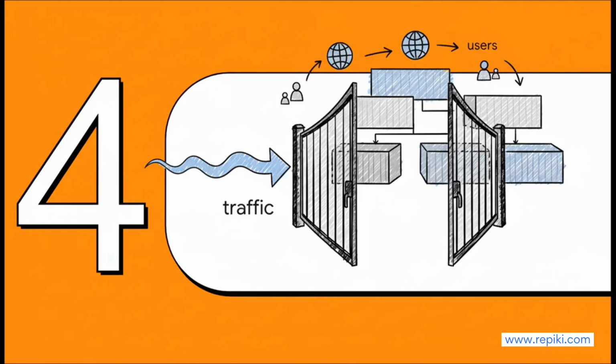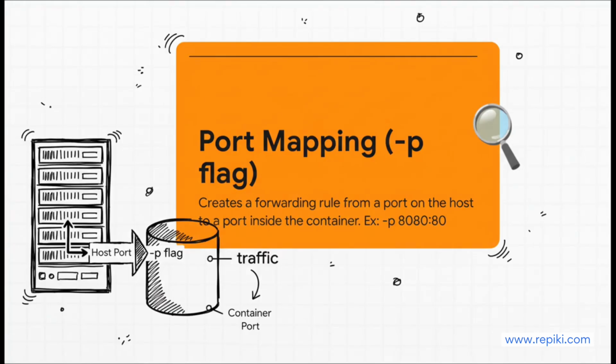All right, so we've got our containers talking to each other. That's a huge step. But now we need to open the main gates and let traffic come in from the outside world so that people can actually use our applications. And we do this using the -p flag, which creates a port mapping. All you're doing is telling Docker, hey, any traffic that comes into my computer on this specific host port, please forward it over to this specific port inside my container.